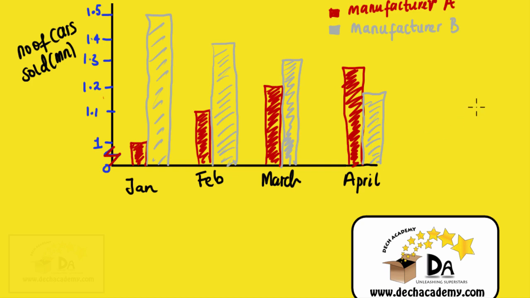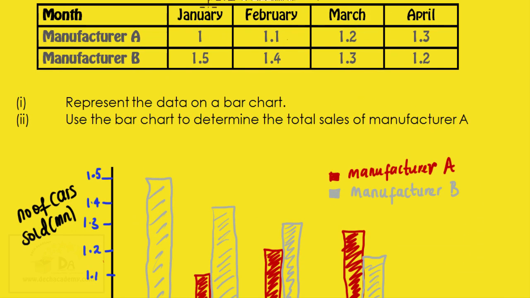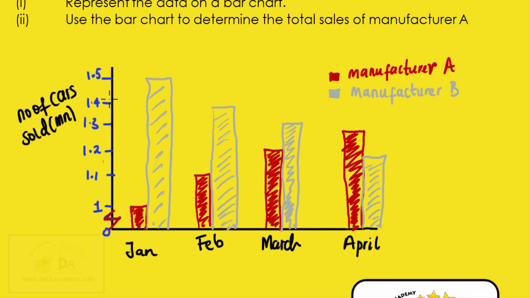And we're done. So let me review what we've just done. There's a table here with categories, which are months. These categories have frequencies ascribed to them. There's a frequency for manufacturer A, which represents the number of cars sold by A. For manufacturer B as well, there's another frequency. So what we did was draw a vertical and horizontal axis, and label the vertical axis with number of cars sold in millions. So 1.2 here means 1.2 million, 1.3 here means 1.3 million, and so on. On the horizontal axis, we have the months.